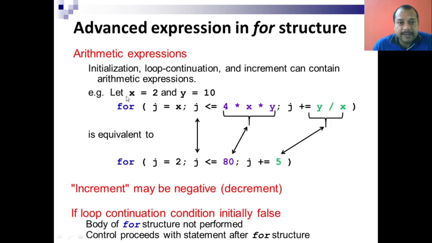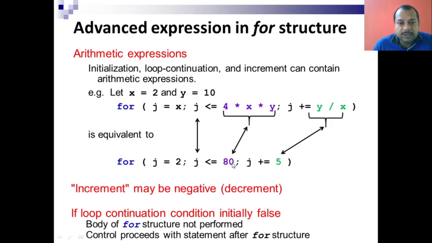Now if I assume that x and y both are integer variables, initialized with 2 and 10 respectively, then this particular for structure is equivalent to j equals 2, because x is initialized with 2; semicolon, then j less than or equal to 80, where 4 multiplied with x, x is 2 and y is 10. So 4 multiplied with 2 is 8, 8 multiplied with 10, that is 80, and j plus equals y divided by x, so 10 divided by 2, that is 5.